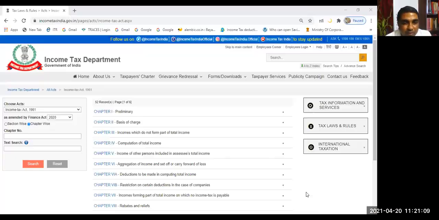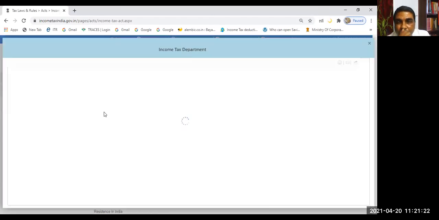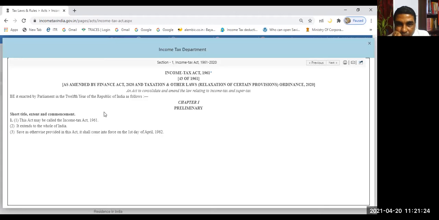Again, I am taking you to this department's website. Just have a look. I'm going here section wise. I'm going to show you section 1. Now you see, this is how the Income Tax Act looks. This is how section 1 looks. This is under the first chapter. The first chapter is called the preliminary.